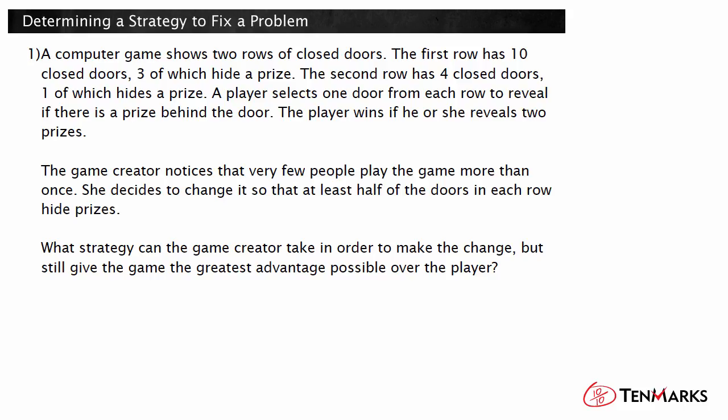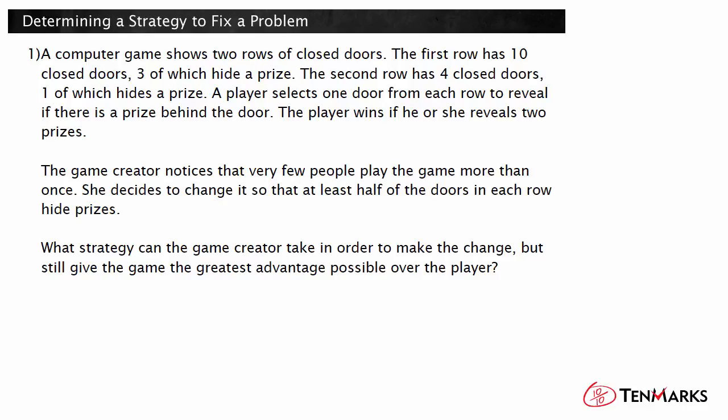In this video, you'll learn how to use probability to determine the best strategy to fix a given problem. But first, recall that the probability that two independent events, A and B, occur is the product of two probabilities, the probability of event A and the probability of event B. Let's take a look at an example.